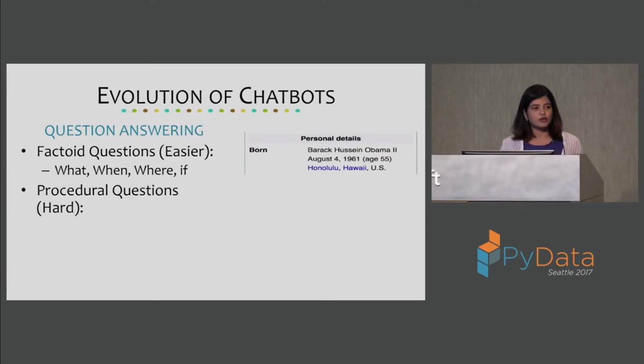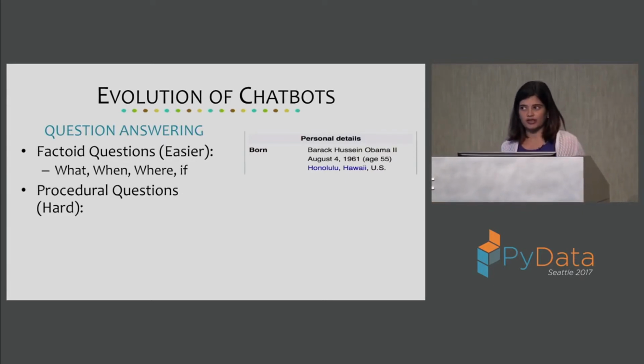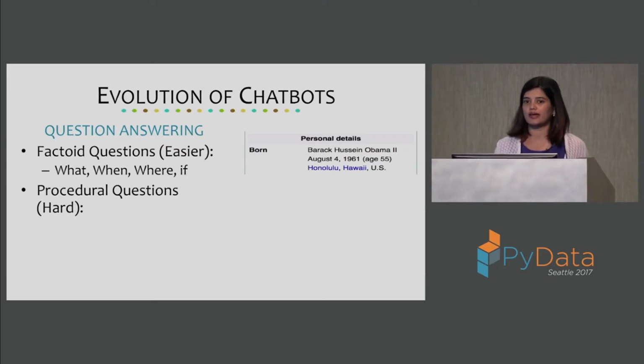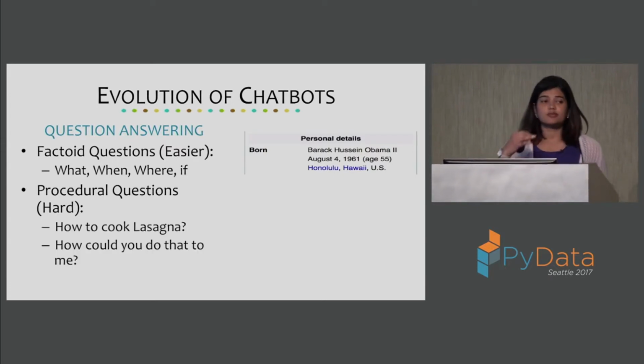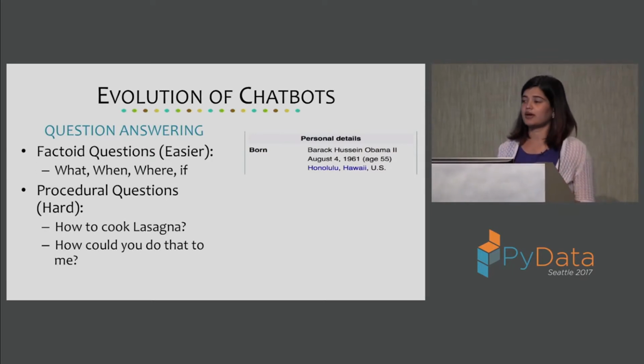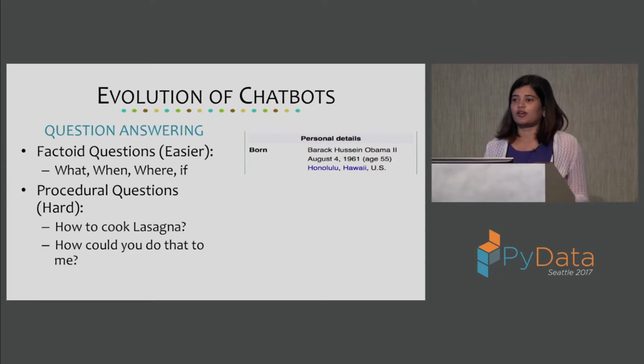Then there are more hard questions, which we are still struggling with, and these are basically the questions that break the Turing test. Things like how to cook lasagna. Well, this is a procedural, step-by-step kind of an answer. You cannot just give it something like boil your pasta and you're done. You need the entire list from start to finish, and you need maybe pictures.